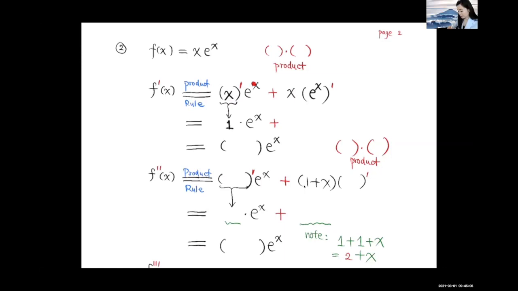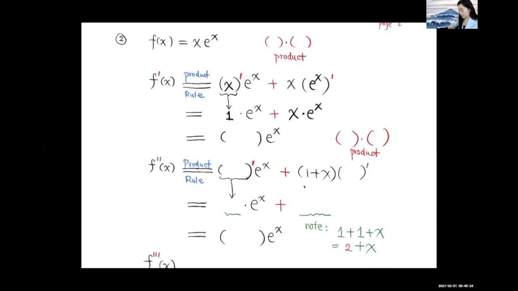Now times this second function e to the x, adding this first function x times the derivative of this second function e to the x. What's the derivative of e to the x? e to the x itself. You got it. Now we can take out this common factor, e to the x. So over here in the parentheses, we'll put 1 plus x.